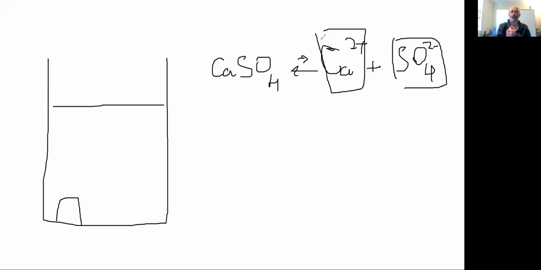Compounds like EDTA or something like that, but it's a pretty expensive solution. The same outcome can be achieved if you do the following. This equilibrium is described by a parameter called the solubility product. The solubility product is the product of the equilibrium concentrations of the calcium ion and the sulfate ion.